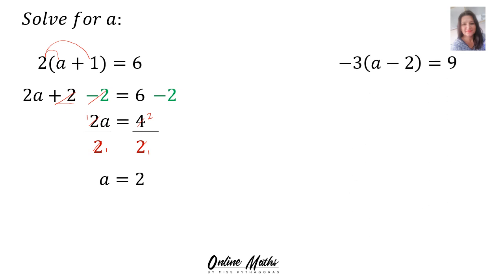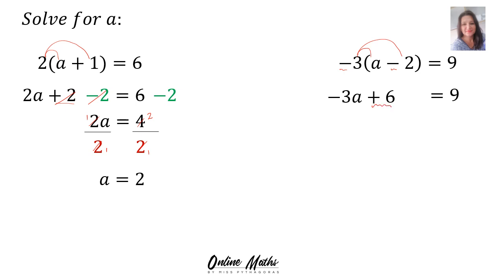Let's do another example. -3 bracket a minus 2 is equal to 9. First of all, we will use the distributive property of multiplication and multiply in the negative 3. Then it becomes negative 3a plus 6. Why? Because a minus times a minus is a plus. Equals 9.